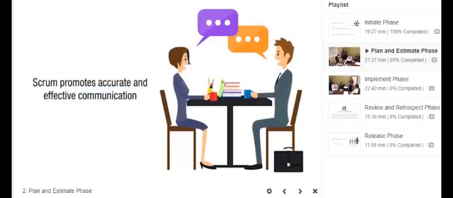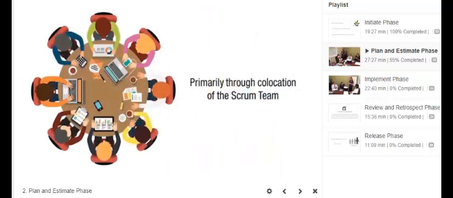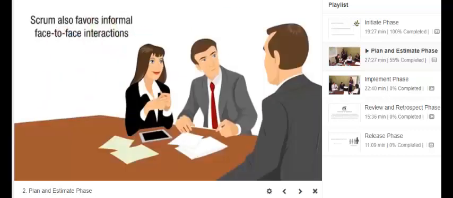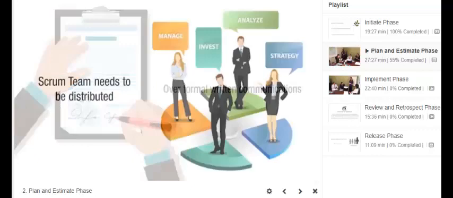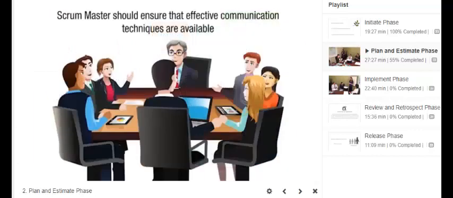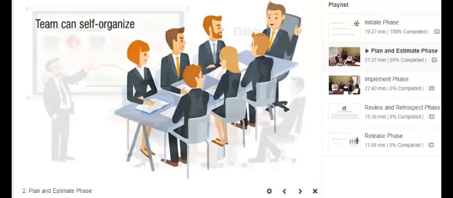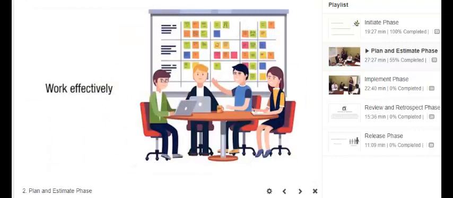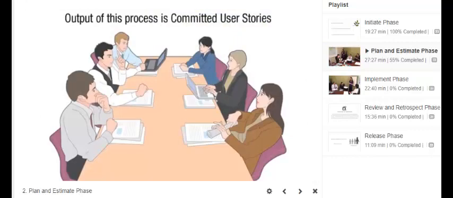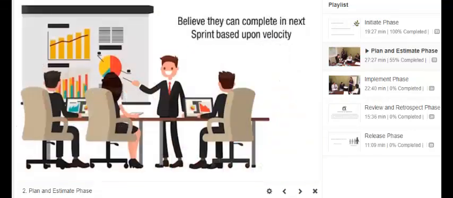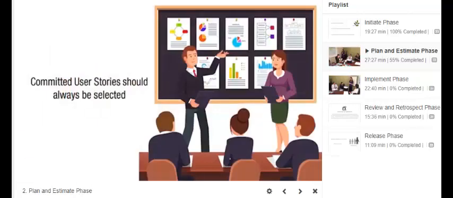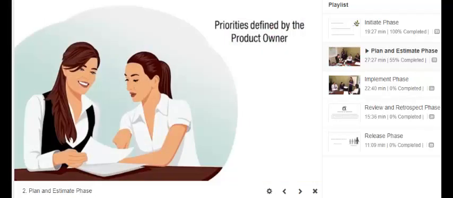Scrum promotes accurate and effective communication primarily through co-location of the Scrum team. Scrum also favors informal, face-to-face interactions over formal written communications. When a Scrum team needs to be distributed, the Scrum Master should ensure that effective communication techniques are available so that the team can self-organize, collaborate, and work effectively. The mandatory output of this process is committed user stories. The Scrum team commits to a subset of estimated user stories that they believe they can complete in the next sprint based upon velocity. The committed user stories should also be selected per the priorities defined by the product owner.